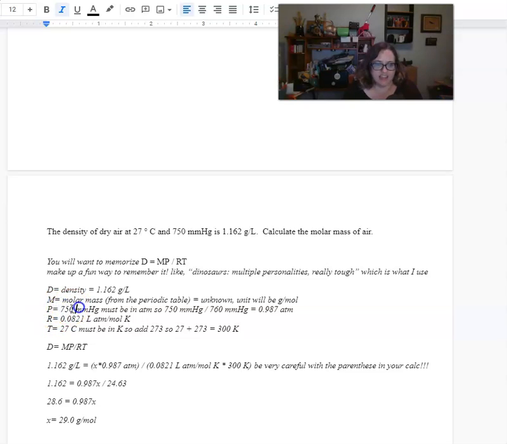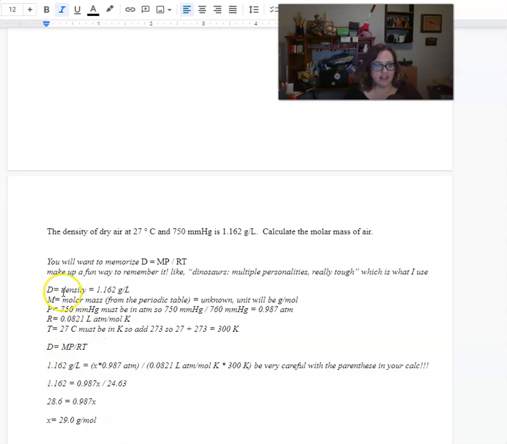Okay, pressure is, again, in millimeters of mercury. Divide by 760 to get to atmospheres. R is 0.0821. Smush it in your brain. And then temperature, oh, I see a C. I better add 273. Y'all, I'm so funny when I haven't slept in 3 days. So our temperature must be 27 plus 273, or 300. Very nice. So remember, dinosaurs, multiple personalities, really tough. That's my equation, D equals MP over RT.